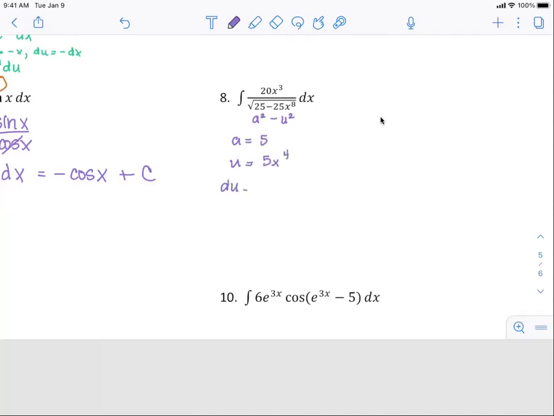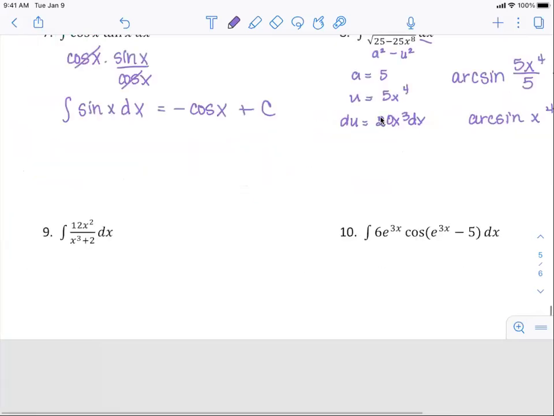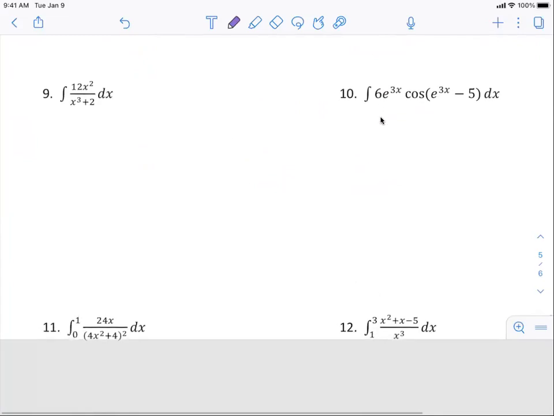That would make du equal to 20x to the third dx. And what do you know? That is exactly what we have. So this one is going to be, in this case, arcsine, because it's constants minus variables. So this is going to come out to the arcsine of u over a. So that's 5x to the fourth over 5 plus c. And those 5's cancel out. So we just get arcsine of x to the fourth plus c. So that one ended up being pretty easy. It looks really gross at the beginning. Not too bad.